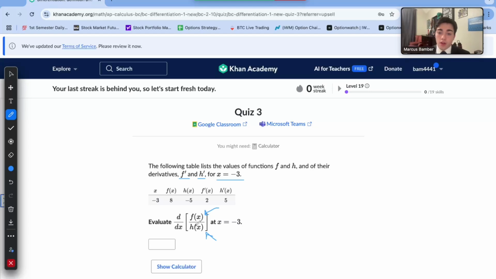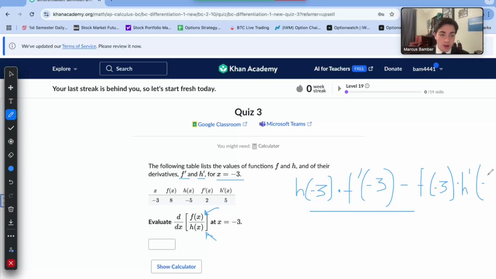So how that looks here, when the low function is h of x and the high function is f of x, remember, low function, so we're going to put h of -3 right here. We're just going to replace all the x's with -3, times the derivative of the high function, so the derivative of f at -3, and then minus high, so f of -3, my bad, times derivative of h at -3 over h of -3 to the power of 2.